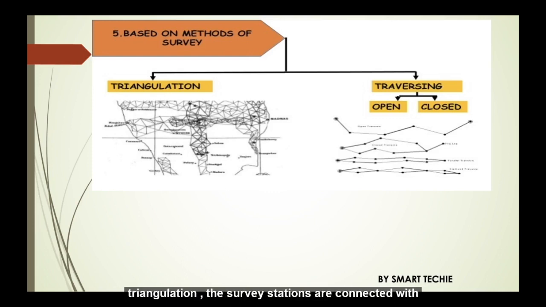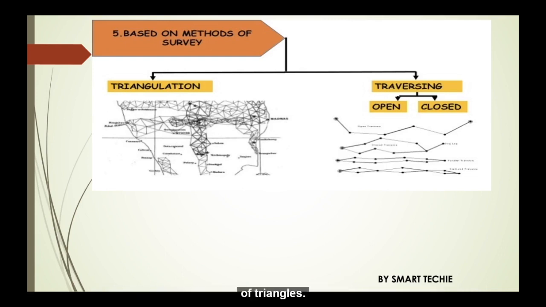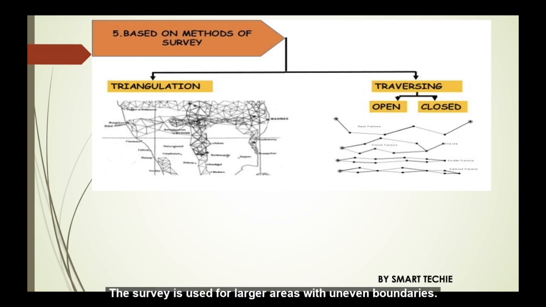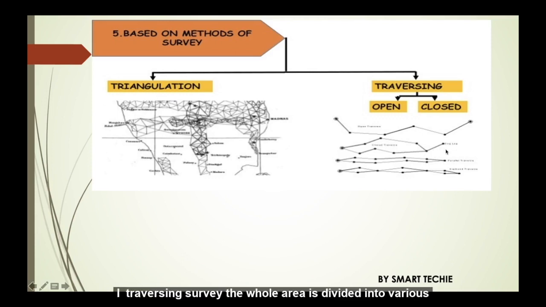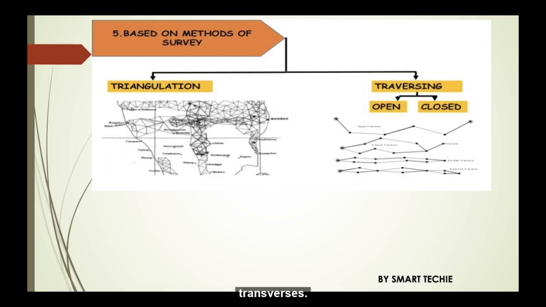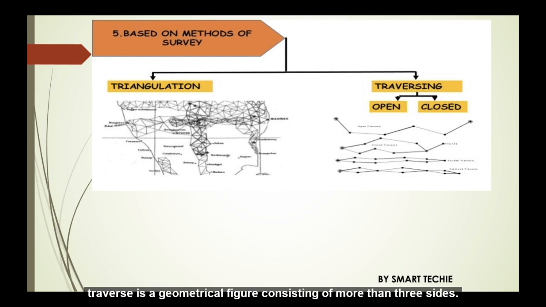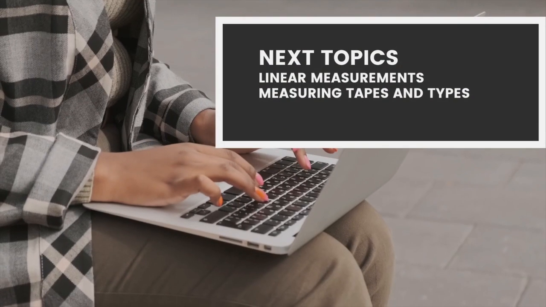In triangulation, the survey stations are connected with survey lines in such a way resulting in the formation of a network of triangles. This survey is used for larger areas with uneven boundaries. And in traversing survey, the whole area is divided into various traverses. What is a traverse? It is a geometrical figure consisting of more than 3 sides.